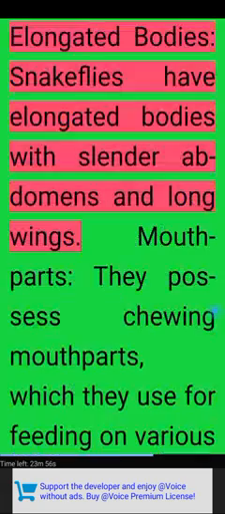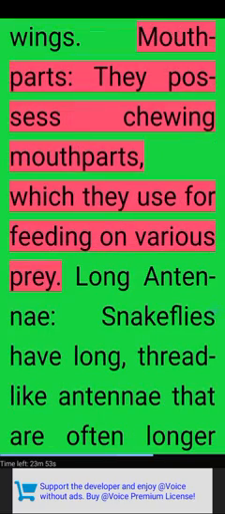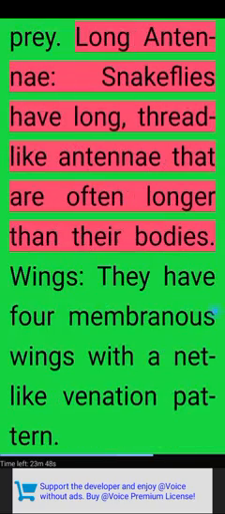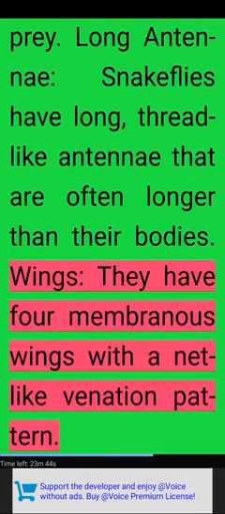Diagnostic characteristics. Elongated bodies. Snakeflies have elongated bodies with slender abdomens and long wings. Mouthparts. They possess chewing mouthparts, which they use for feeding on various prey. Long antennae. Snakeflies have long, thread-like antennae that are often longer than their bodies. Wings. They have 4 membranous wings with a net-like venation pattern.